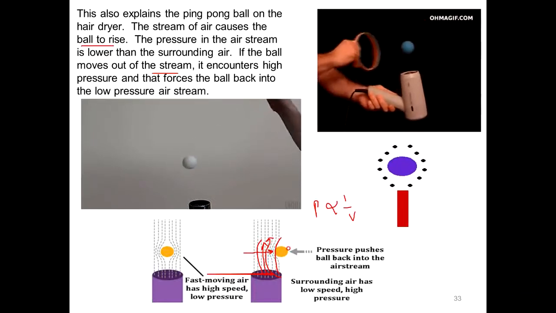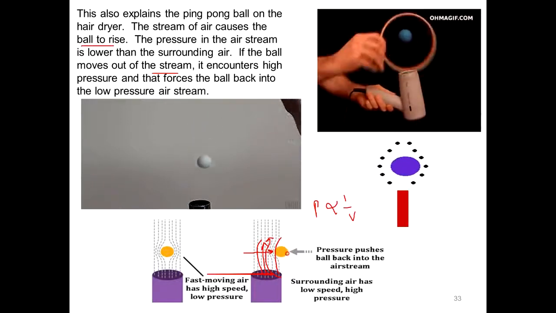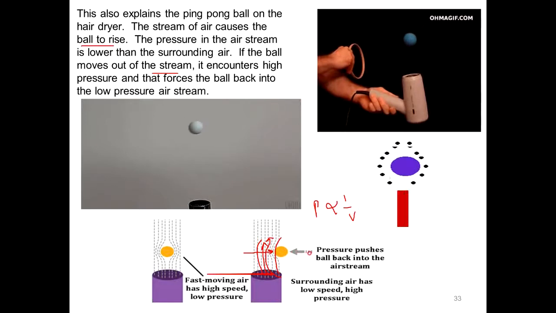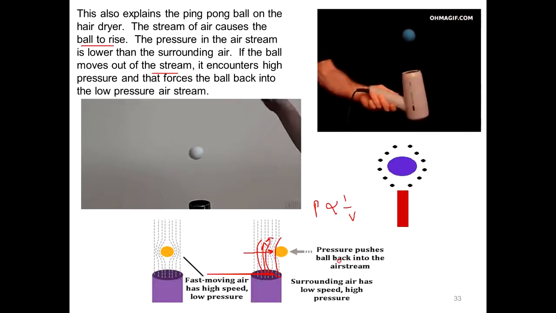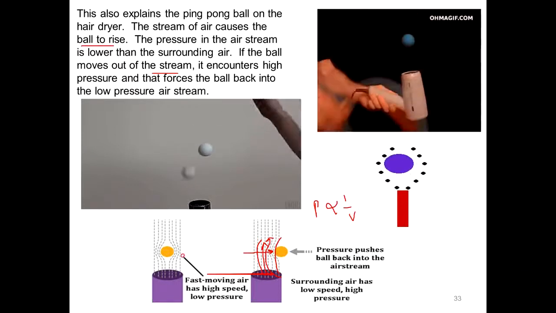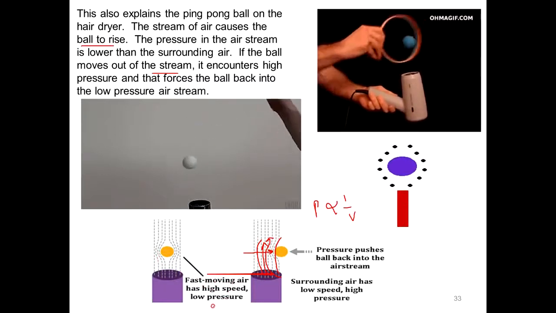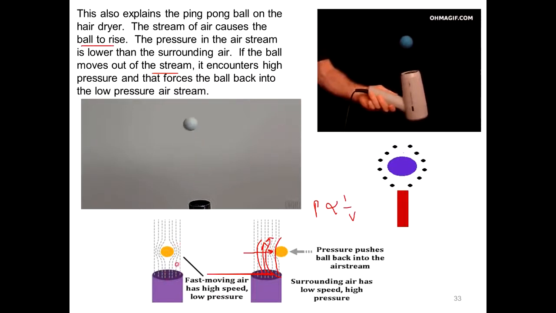So in this particular region, there is no velocity of the air. There is no velocity, meaning this is the region of high pressure. So what will happen? The pressure pushes the ball back into the air stream again. Suppose this ball comes this side. What will happen? The fast moving air has a high speed, hence the low pressure will get created.